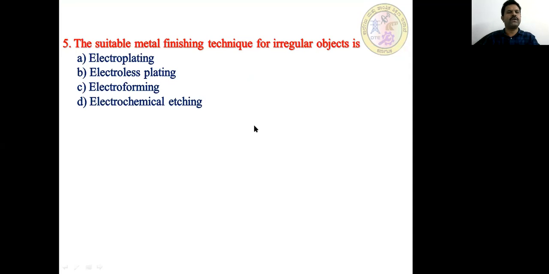Question number 5. The suitable metal finishing technique for irregular objects is? Option A, electroplating. Option B, electroless plating. Option C, electroforming. Option D, electrochemical etching. So as we discussed, the suitable metal finishing technique for irregular objects is electroless plating. The right answer is option B.